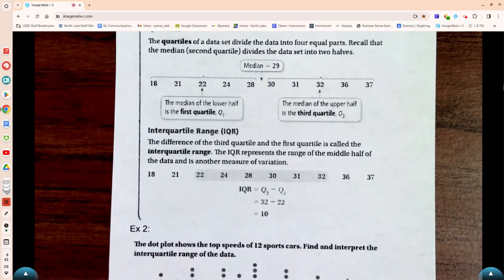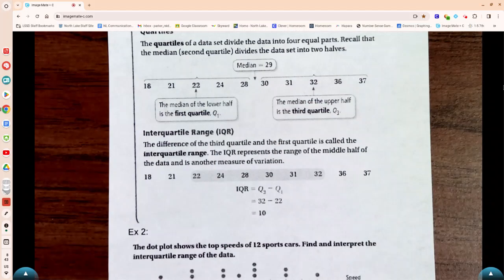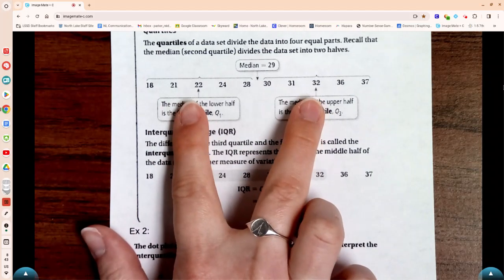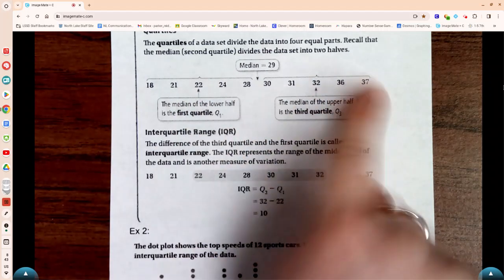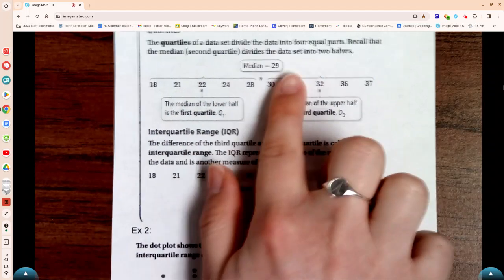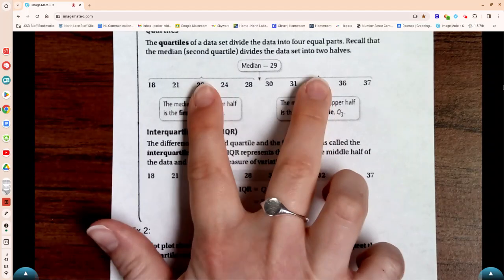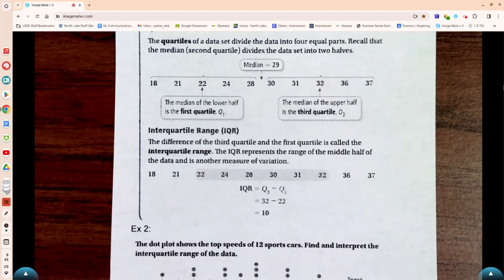We can then take quartile 1 and 3, here and here, and subtract those to get what's called the interquartile range. So range is how spread out the entire data set is. Interquartile range describes how spread out the middle half of the data is. Because if these are 4 equal sections, there are 2 sections between quartile 1 and 3. That means that is half of our data. So it's going to talk about how spread out the middle half is.